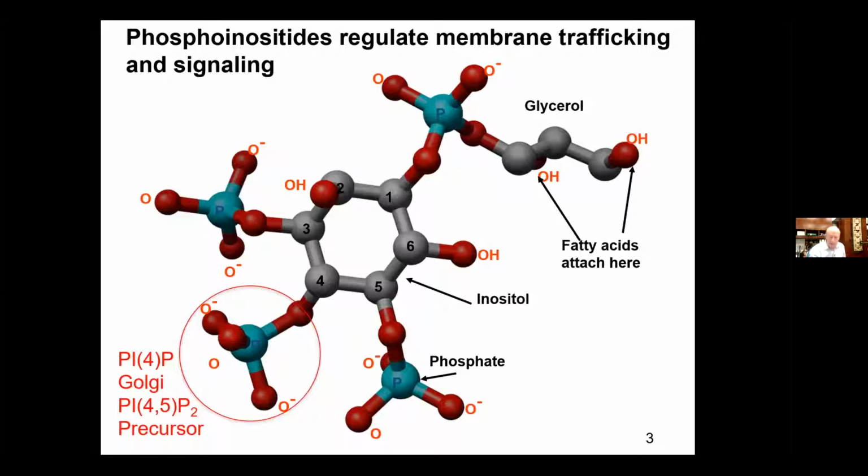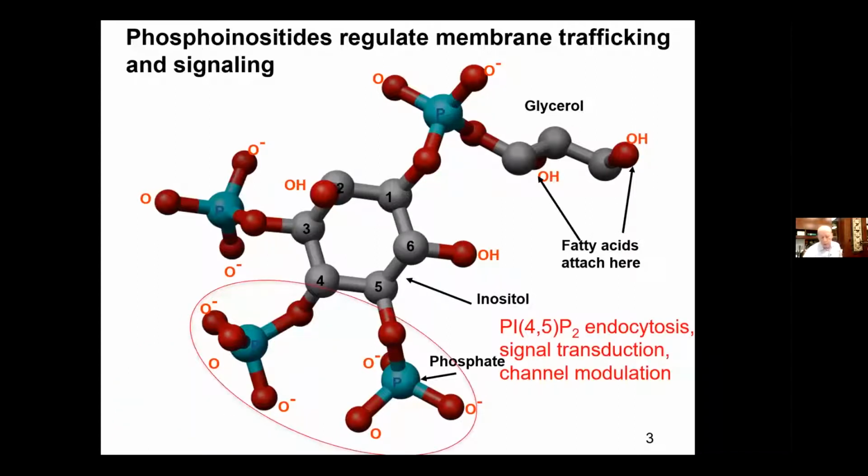PI4P, phosphorylated at this position, is primarily found within the Golgi. It also serves as the major precursor for PI(4,5)P2 or PIP2, which has both of these 4 and 5 positions phosphorylated. And PIP2 is very important for signal transduction as the substrate for the formation of IP3, which regulates calcium channels in the endoplasmic reticulum. It's also important in endocytosis, and it plays an important role within the plasma membrane in regulating the activity of ion channels that associate with it directly, such as TRP channels and potassium channels.